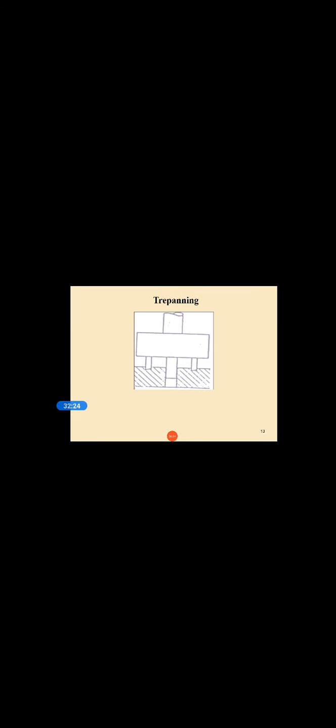Spot facing. It is the process of machining the surface around a hole. This is a spot facing tool. Next is trepanning. It is the operation of producing a hole by removing metal along the circumference of a hollow cutting tool. It is used for producing large holes. This is trepanning.